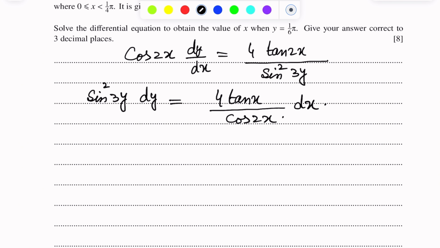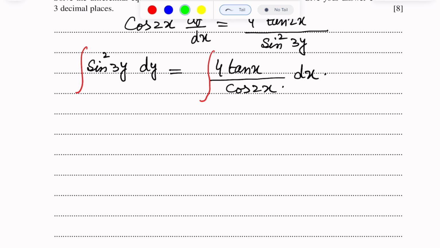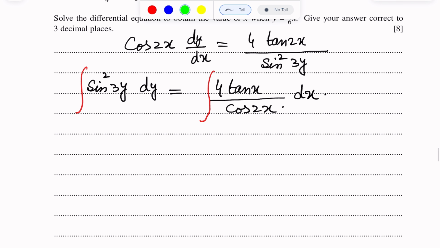Now we will integrate each side with the corresponding variables. Integration of each side: left side will be integrated with respect to y, right side will be integrated with respect to x. So on the left hand side, sine square 3y. What is the integration of sine square 3y? We will take help from the double angle formula of trigonometry.